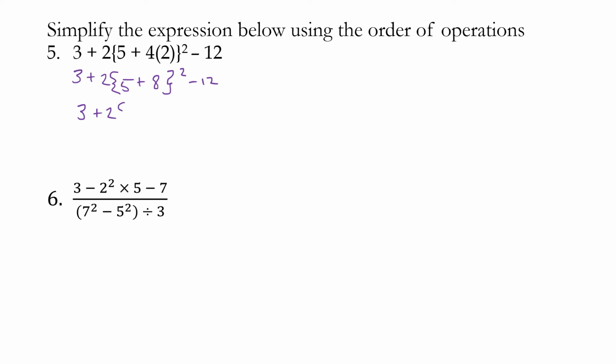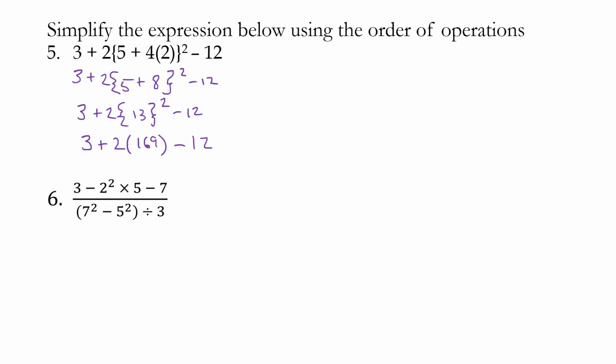Now, still within the parentheses, I'm doing the 5 plus 8 to get 13, so 3 plus 2, and then 13, squared, minus 12. 13 squared is 169, so 3 plus 2 times 169 minus 12. Again, after the parentheses came exponents, that's why I did the 13 squared before I did that multiplication.